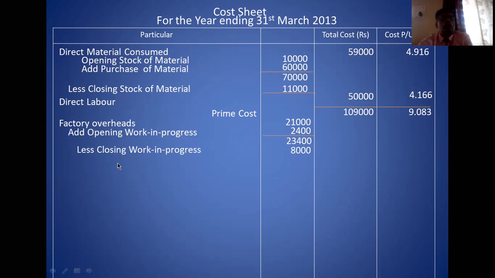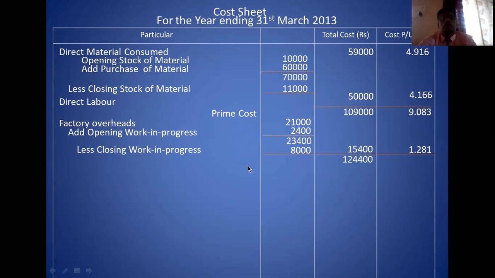Less closing work in progress. Closing work in progress is 8,000. Then you deduct 8,000. Balance is 15,400, which is called factory overhead. Then divide by the number of units produced. Units produced is 12,000. You divide by 12,000, you will get 1.281 is the factory overhead cost per unit.